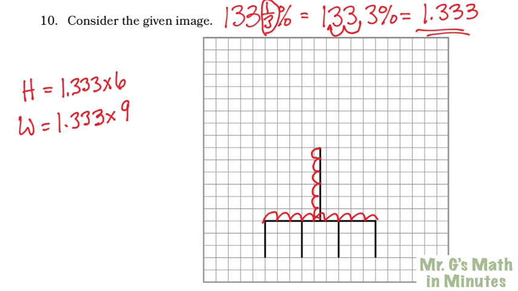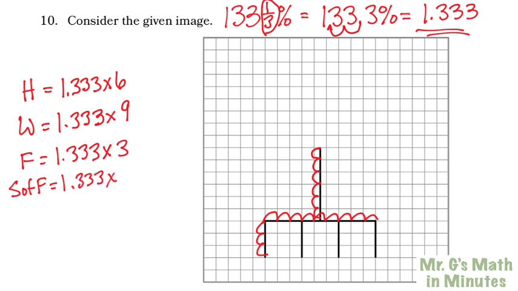Then I got the actual fork part. Those are 1, 2, 3 units long. And then the only other thing I need to know is what spaces goes in between these things. So I need to know the space of the forks. So that's going to be 1.333 times. Take a look at how far they are apart. 1, 2, 3. And then I can just go ahead and do the math.